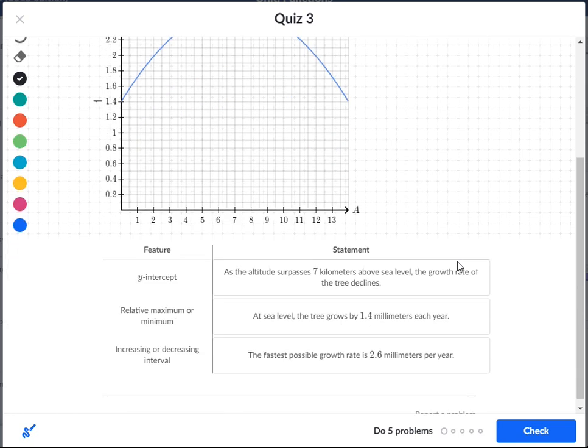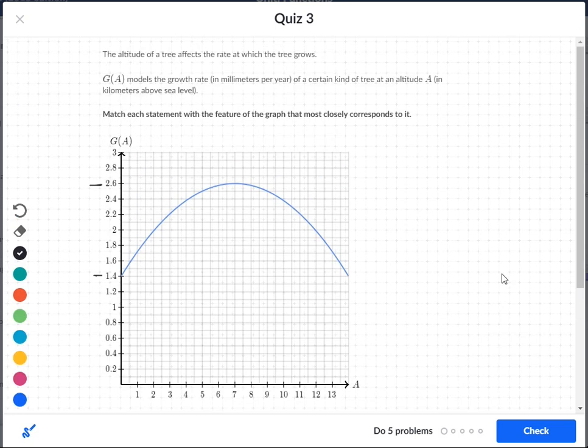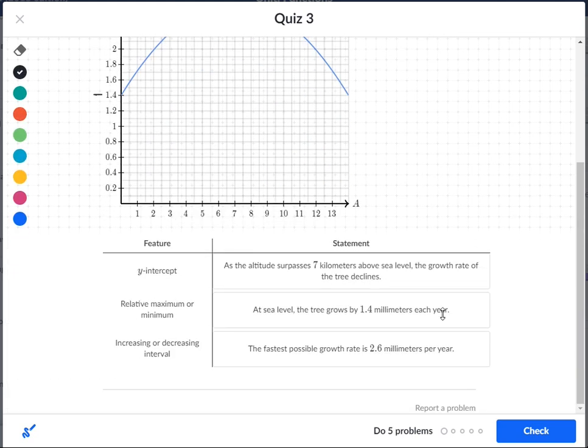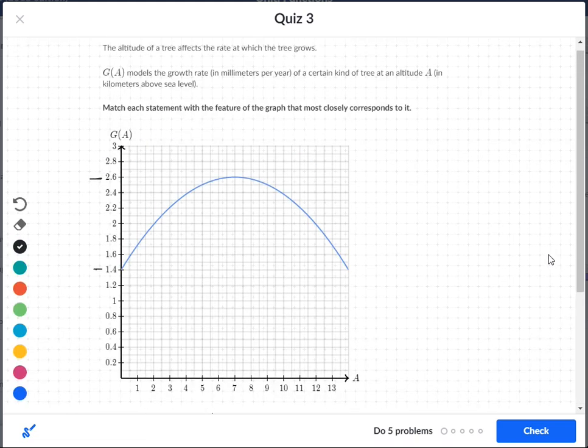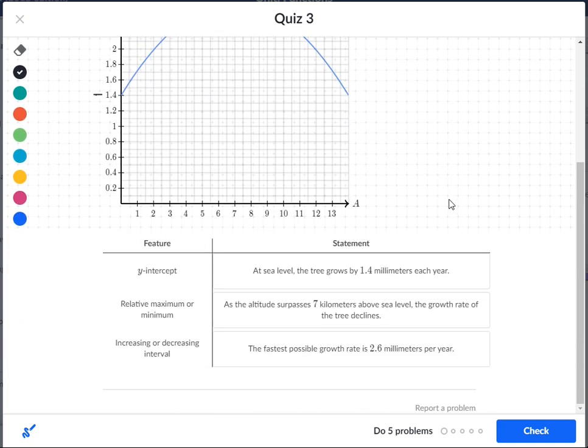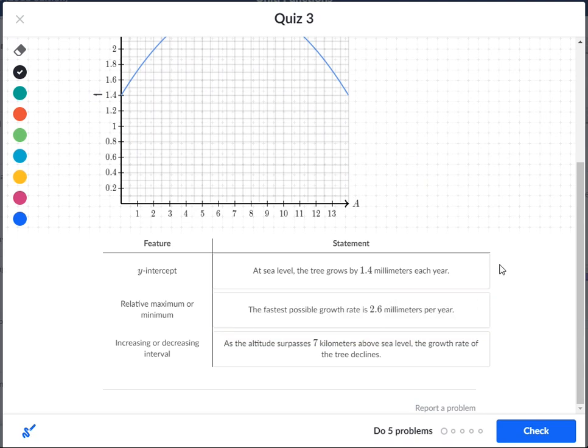So let's take a look at the questions. We do have a y-intercept, and from the y-intercept we know it touches at 1.4. So we saw that from the graph. So we're going to slide this up to 1.4. Now the relative maximum or minimum, we want to know what the highest point is. We recognize that the highest point was 2.6. So we're going to slide this panel up.